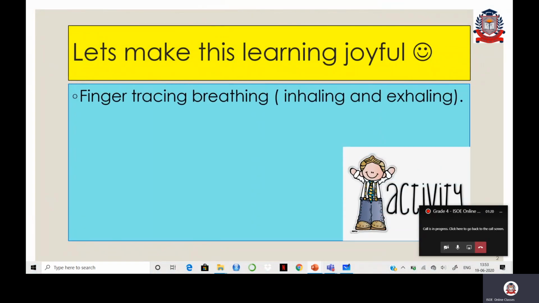Today we'll be doing the finger tracing breathing technique, and I will tell you how to do it. You have to place your palms in front of you and then trace your fingers with your other hand. Now, you will trace your finger in the upward direction. At that time you will inhale, then take a pause, and then exhale when you come down. Like that, we will inhale, then exhale, then inhale, then exhale. We will do this 5 times. Let's start.